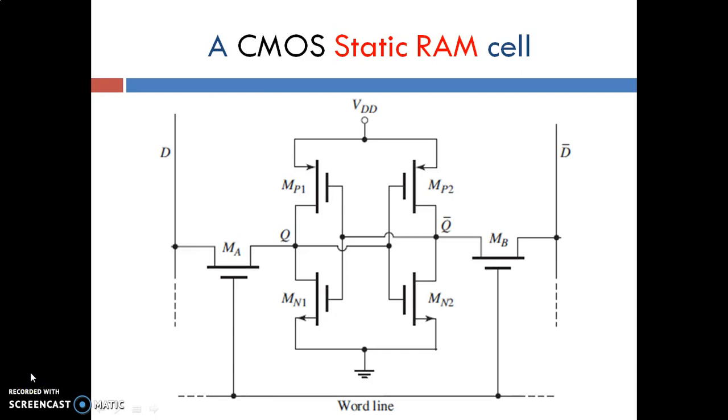Hello friends, let's design today the layout for a CMOS static RAM cell. The static RAM cell is designed with 6 transistors, where these 2 transistors are PMOS transistors, these 2 are NMOS transistors, and these transistors MA and MB we use as MOSFET transmission gates. See, this is one inverter, this is another inverter.